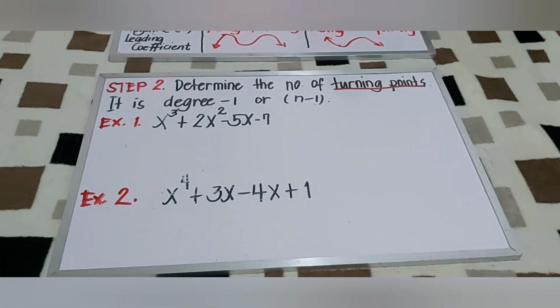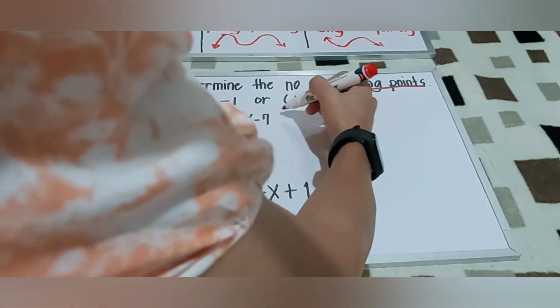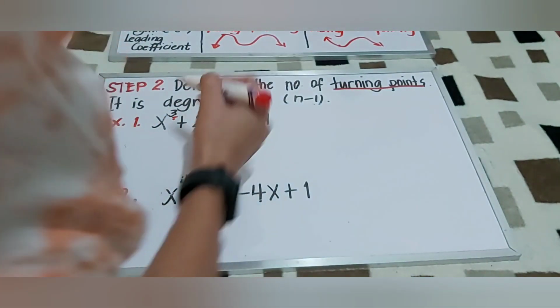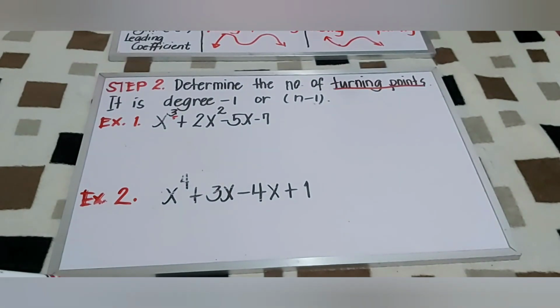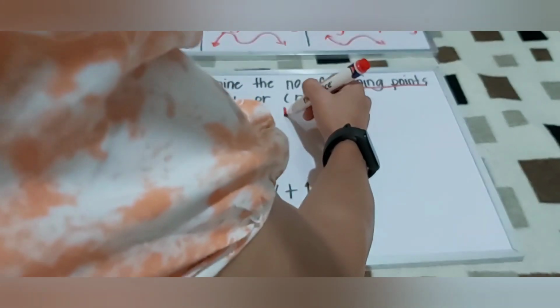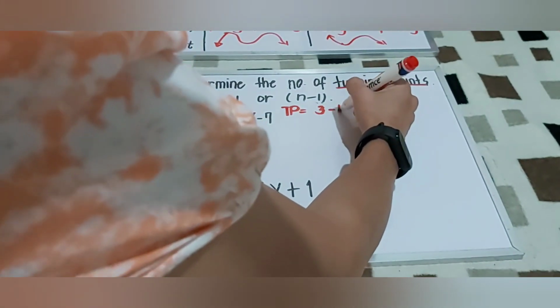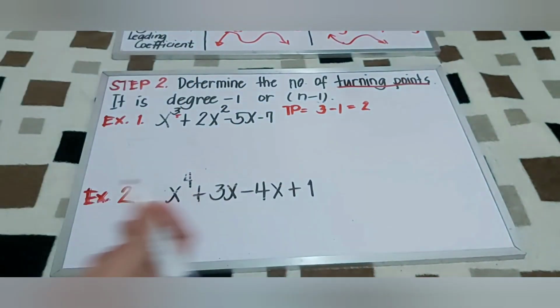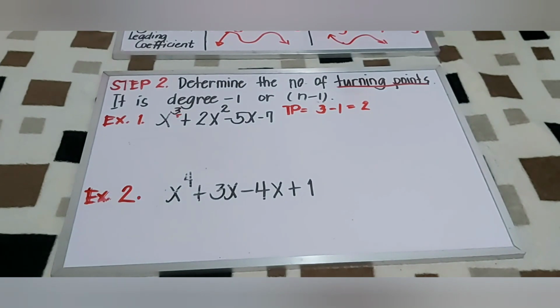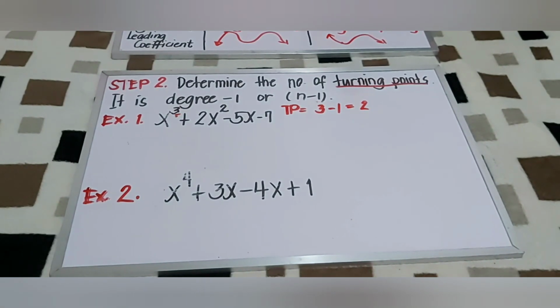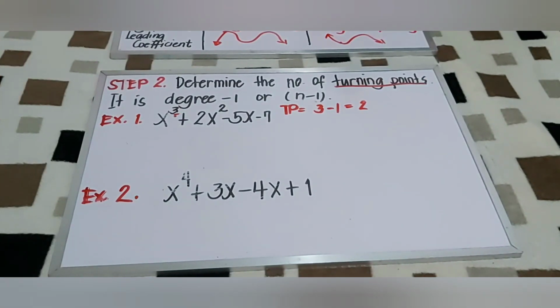Example for number 1. X cubed plus 2x squared minus 5x minus 7. Here, our n is 3. That's 3, yung pinakamataas na exponent. Ibig sabihin yan, ang ating turning point ay 3 minus 1, which is 2. We now know that we have 2 turning points in this polynomial function.